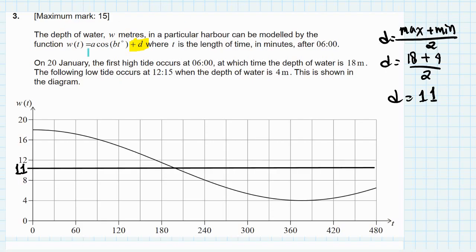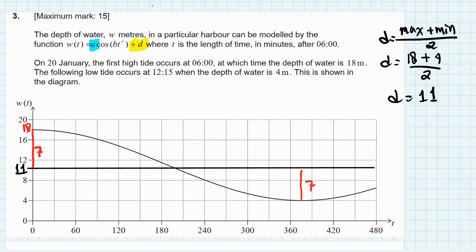After D, we will go to the second one, which is A. A is the amplitude. Amplitude is basically the distance from the maximum or minimum to the principal line. The maximum is 18 and the principal line is 11. What's the distance? It's 7. Or the minimum is 4, and the distance to 11 is also 7. Amplitude is always positive.